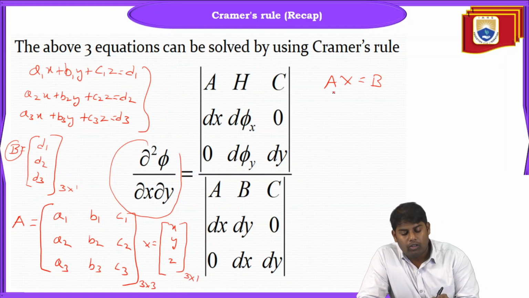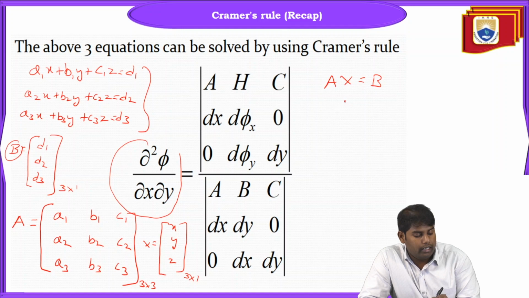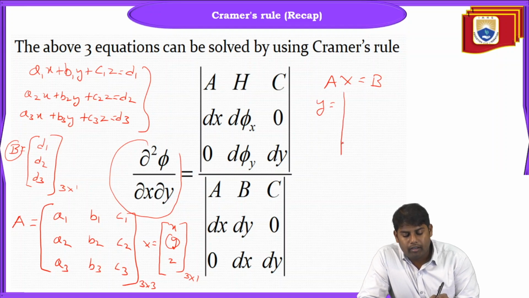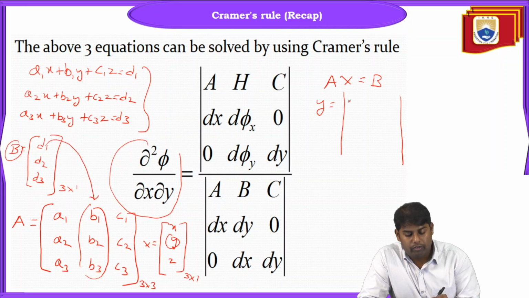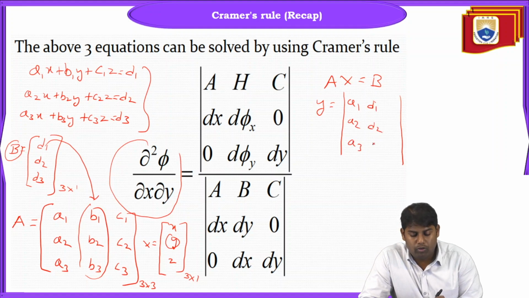Okay. So let's say we want to find the value of y. How do we get it? y is equal to the det of, so we have to replace this second column by this B matrix. So what we get is A1, A2, A3, here we have D1, D2, D3, and here we have C1, C2, C3, divided by the det of A.